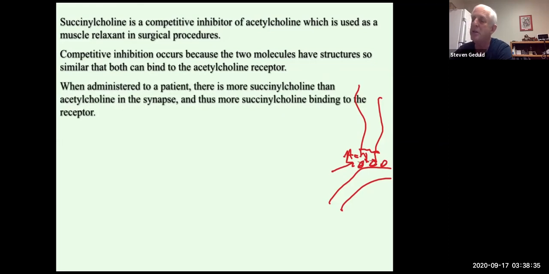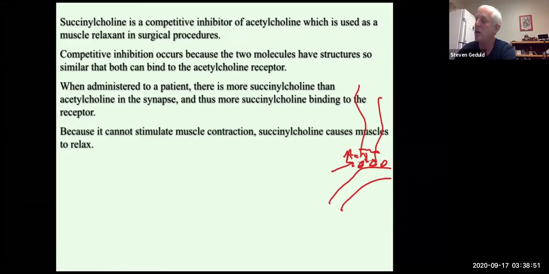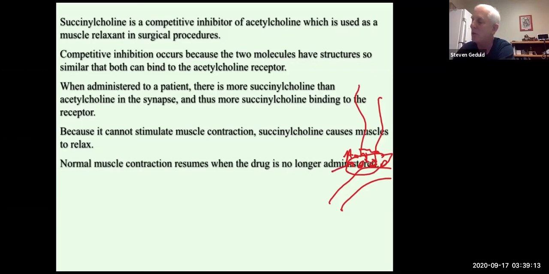So when you administer a patient, the more succinylcholine than ACH in the synapse, more succinylcholine binds to receptors. Receptors become non-functional, and the patient can't move. And you get paralysis, and you can do your surgery. You cannot stimulate muscle contraction. Succinylcholine causes the muscle to relax. You can't contract your muscles because you can't get the ACH to bind the receptors, which stimulates the calcium release in the sarcoplasmic reticulum. That doesn't happen if succinylcholine is present because it binds the receptors and ties it up. That's called competitive inhibition. They compete with each other. Okay? So normal muscle contraction resumes when the drug is no longer administered.